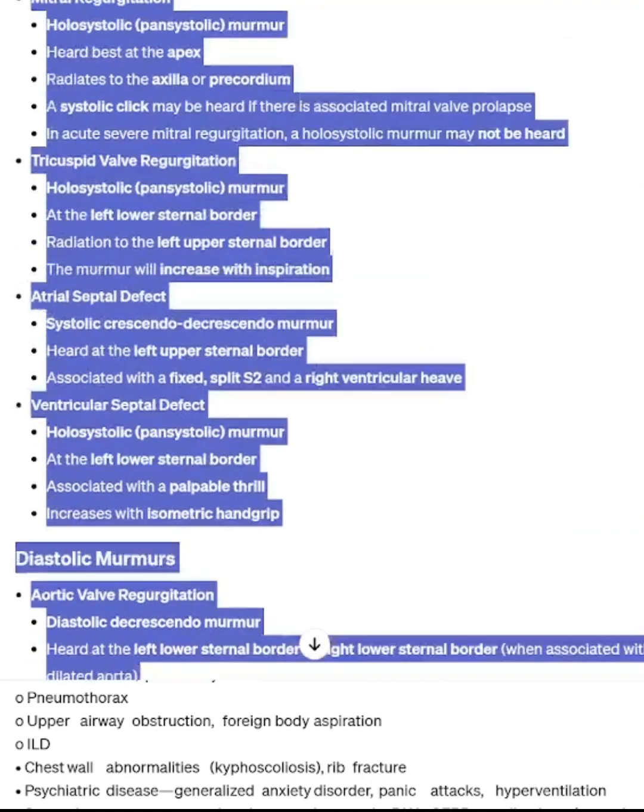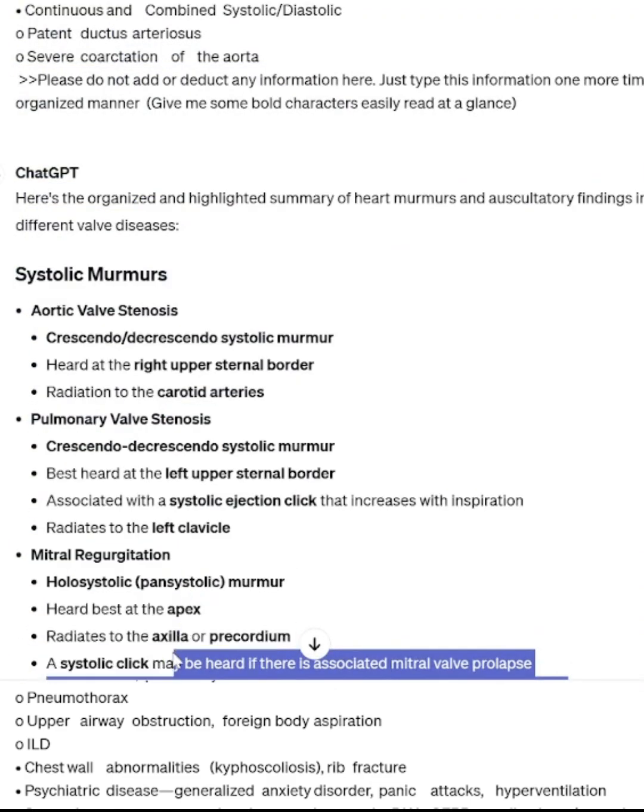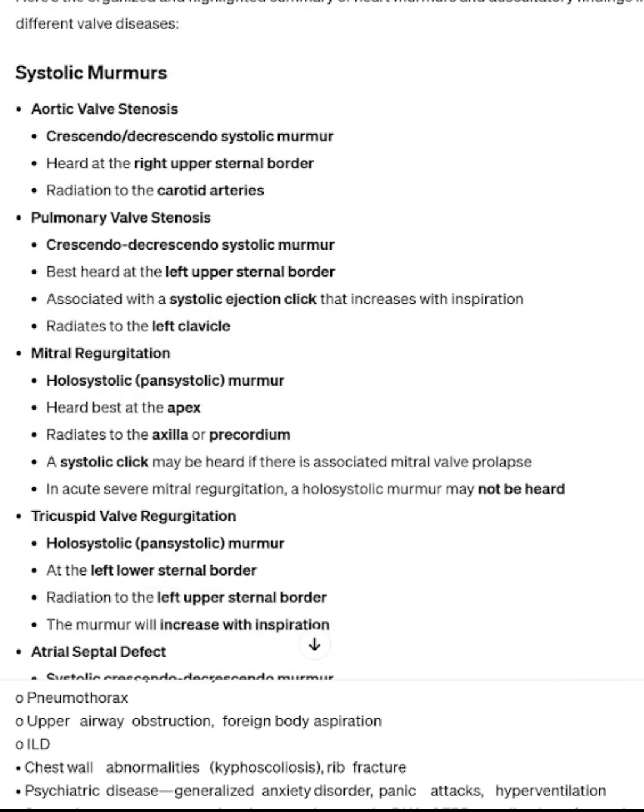Here's the organized and highlighted summary of heart murmurs and auscultatory findings in different valve diseases.